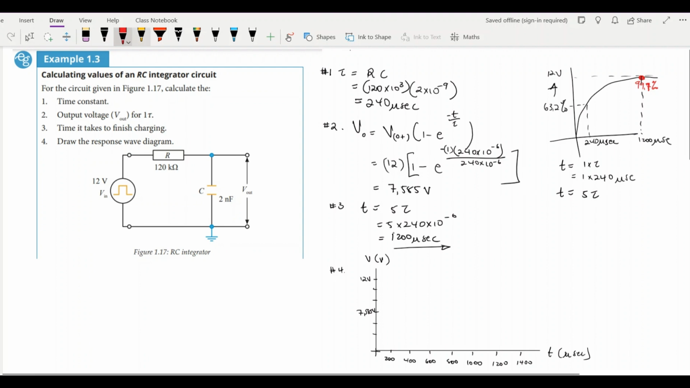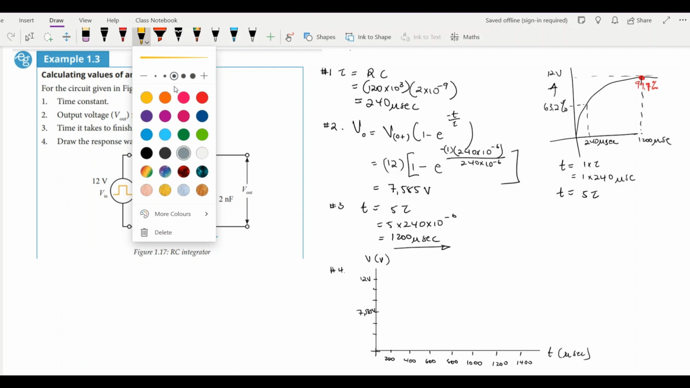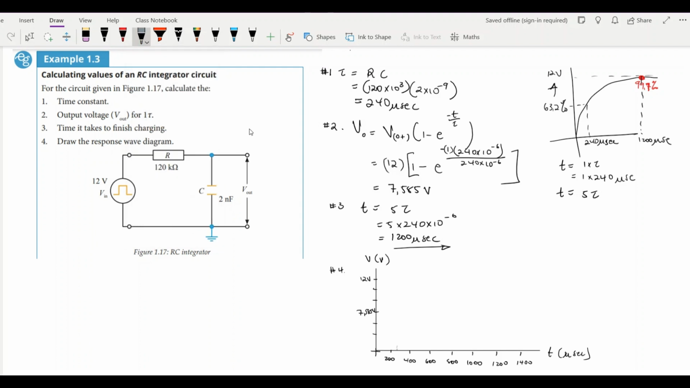Now, at exactly this point, let us use a gray color here. At exactly this point where our time constant is 240 microseconds, at that point where we have our capacitor reaching 63.2%, do you see that? 63.2%, and it can also discharge at that point down to there. So we may name this part our charging. We may name that part our discharging. Right? This is one way of doing it.